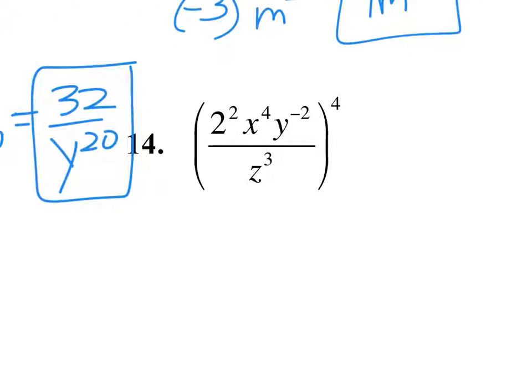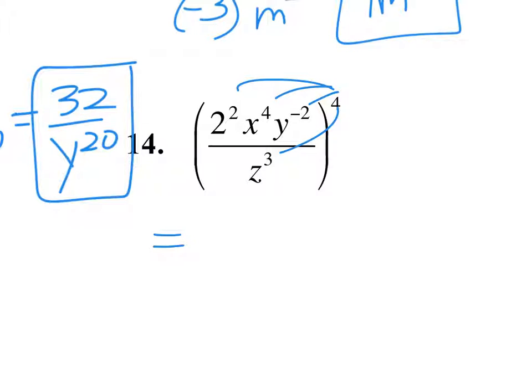Whoa, here we go. 14. 2 more. Wow, we're almost done. So good. All right, we have 2 squared, x to the 4th, y to the negative 2, and z cubed. Those are 1, 2, 3, 4 separate things. They're all getting raised to the 4th power, all of them. Do that first. Get rid of the parentheses, and then we're going to fix our problems, okay?